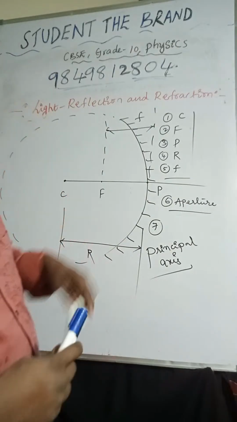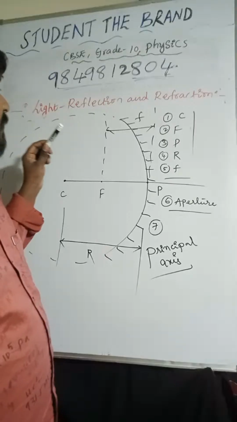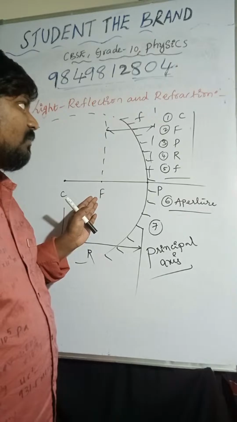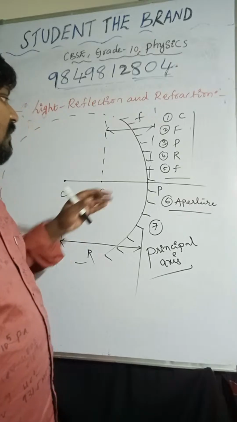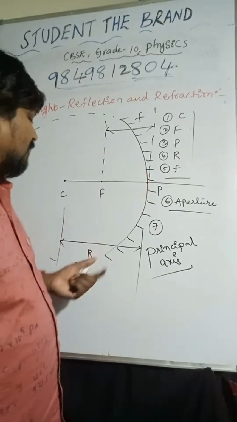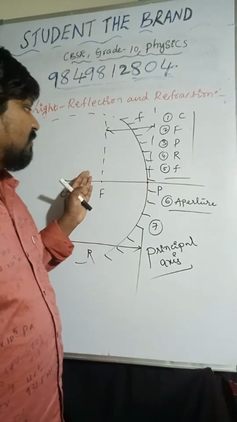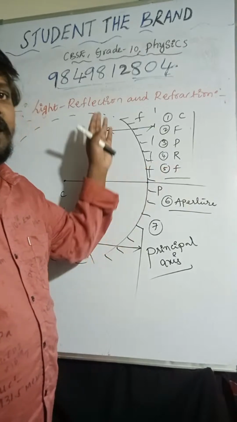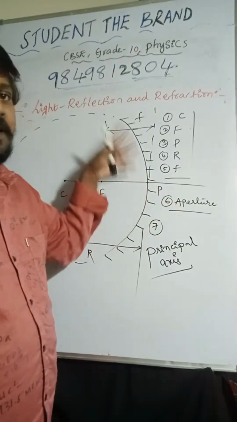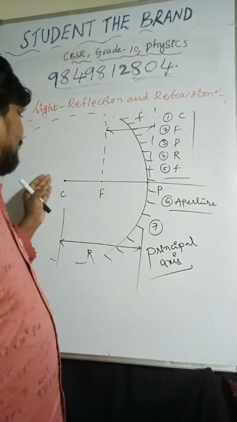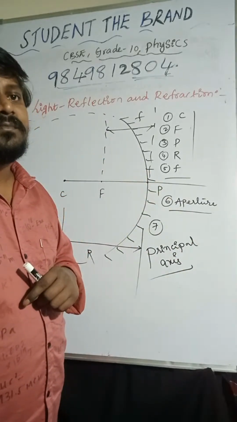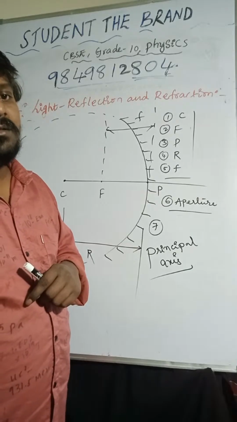Once again, after reflection all light rays meet at one point on the principal axis, called the focus. The midpoint of the mirror is called the pole. The distance between the center of curvature and the pole is called the radius of curvature. The distance between the focus and the pole is called the focal length. The width of the mirror, the reflecting surface, is called the aperture. The line joining the center of curvature and the pole is called the principal axis. I hope it is very clear.